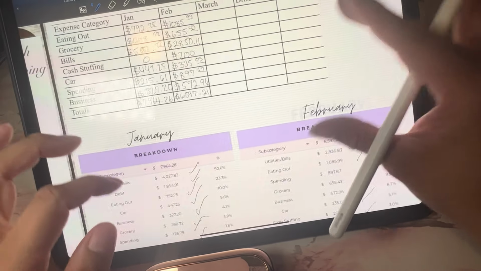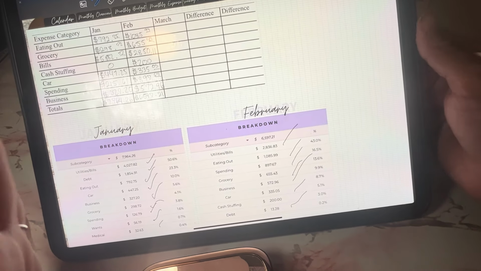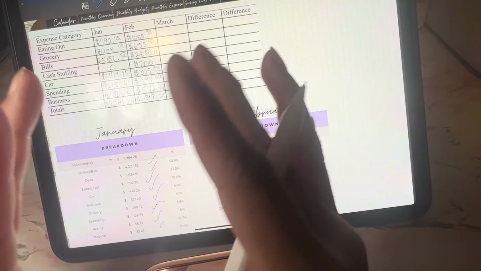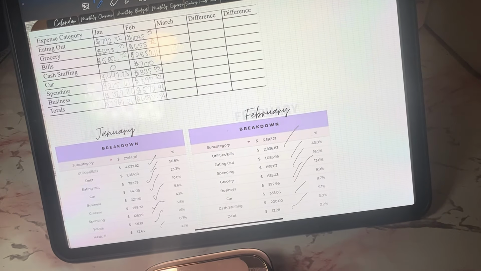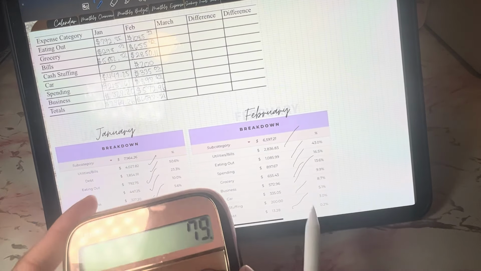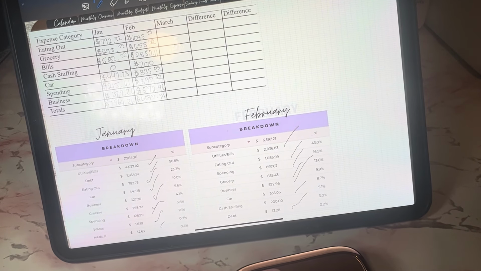Okay, guys. So as you can see, even though it looked like we were spending more, we actually spent less in February. So yay! Oh my gosh, that's so great. That is our overall goal, to spend less. So let's see how much less we spent from January to February. And hopefully March will be the same, of course.